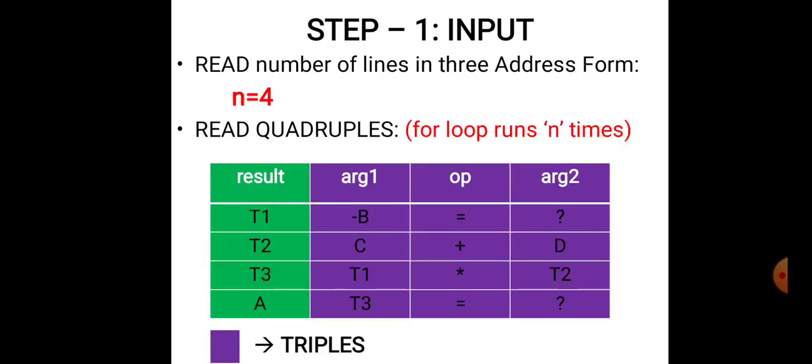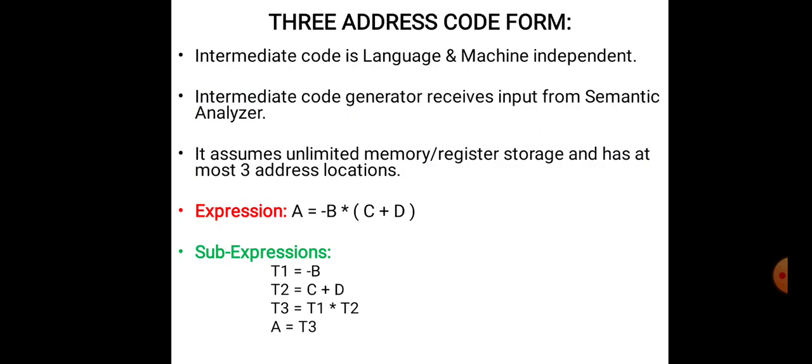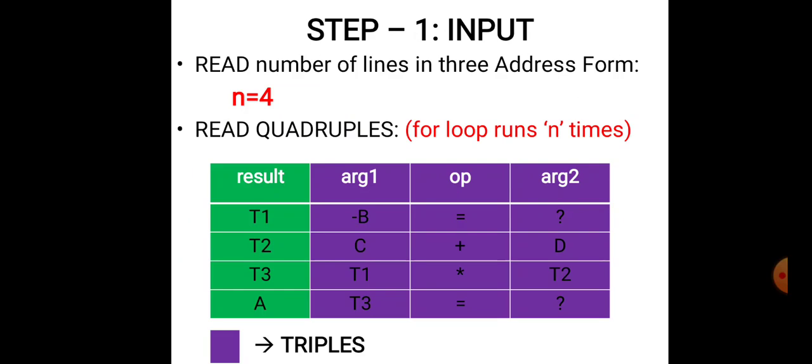So program 5 is pretty simple. To start with, in the main function, it will ask us to enter the number of lines in 3 address form. As we have just seen in the example, we have 4 lines, so you enter 4, and that 4 goes into a variable n.